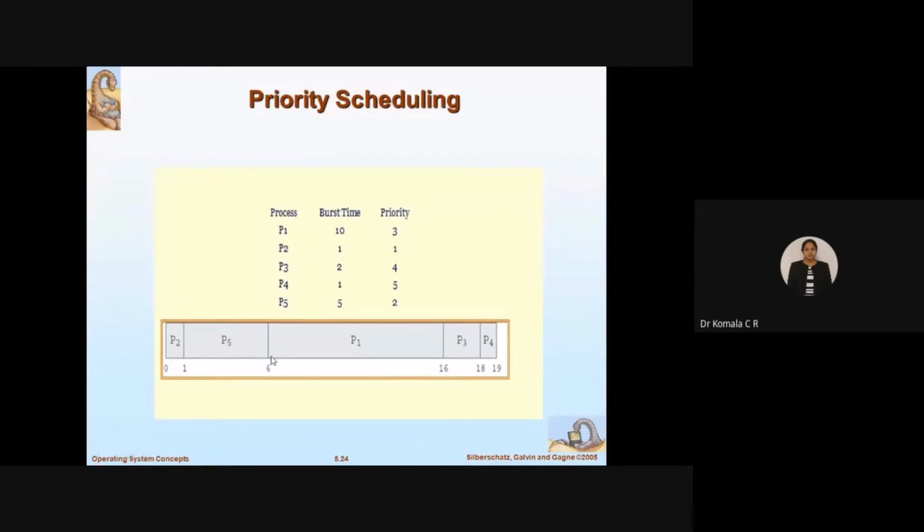Now what's the next process I need to give priority? 1 is done, 2 is done, the third priority is P1 now. So I'll start P1 at the 6th slot. How much time do I need? 10 slots. 6 plus 10 is the 16th slot. At the end of the 16th slot, I am done with P1.